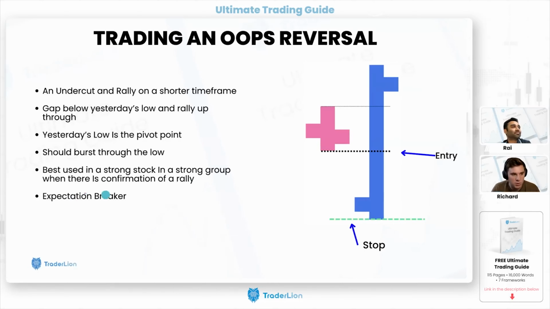And it's an expectation breaker, again, because we were expecting with this gap down below this range that we continue lower. Instead, the opposite happens. We rally strongly back through that low. So yeah, that's the oops reversal. Definitely a really nice entry tactic for those daily timeframes.